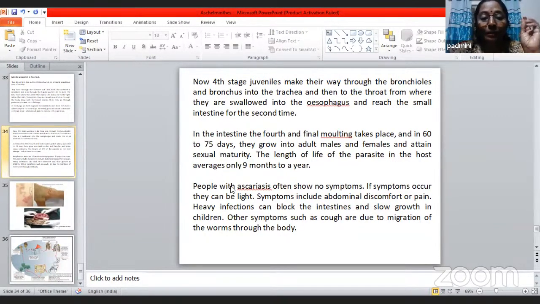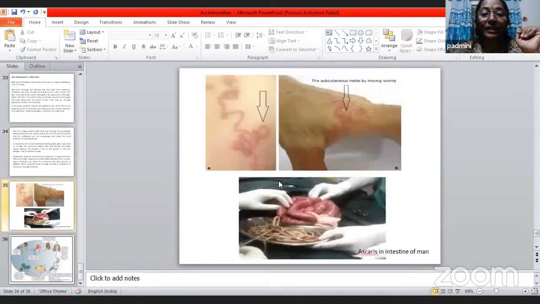And people with ascariasis often show no symptoms. But if symptoms occur, they can be light, that is with abdominal discomfort or pain. Heavy infection can block the intestine and slow growth in children. And what is the other symptom? They have cough. Why do they have cough? Because they keep migrating from one place to another in our body. We have that sensitivity nature in our system, so we keep coughing. So that is the symptom over there.